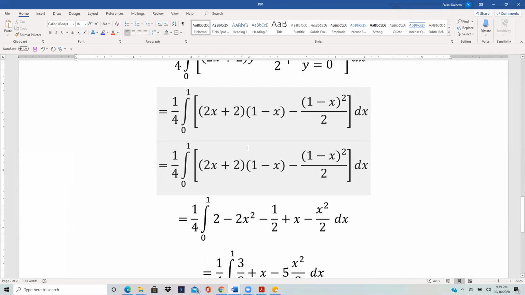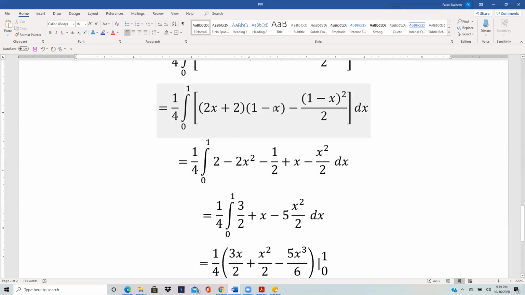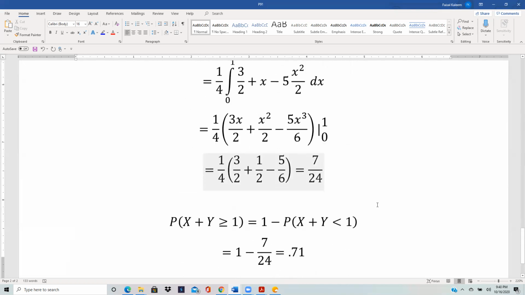And then when I multiply this out, I get these two multiplied to give me 2 minus 2x squared. And here, when I open the square, that's 1 minus 2x plus x squared. And then when I divide by 2, it splits up like this. And I also have a negative outside. So negative half plus x minus x squared by 2. And then when I do the algebra on all this, I get 3 halves plus x minus 5x squared by 2. And now it's very easy to integrate.